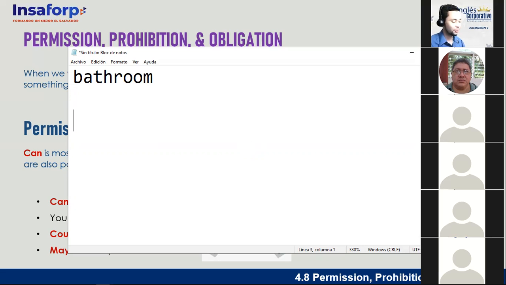Okay. But what about a restroom? A restroom is not in your house. A restroom is in a school. It's in the public. A restroom is at school, a university, at work, a restaurant, etc. In a restroom, you can't take a shower. You can't take a bath. The restroom is for number one and number two only. That's the difference. Okay, thank you. You're welcome.